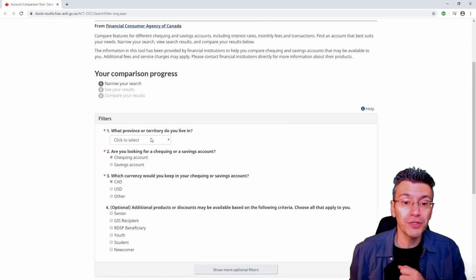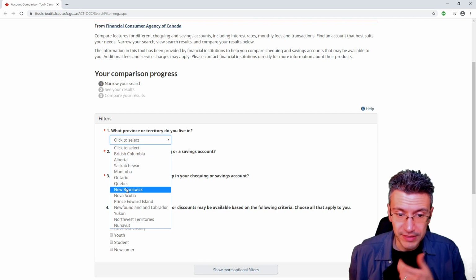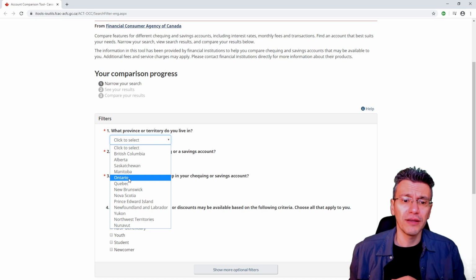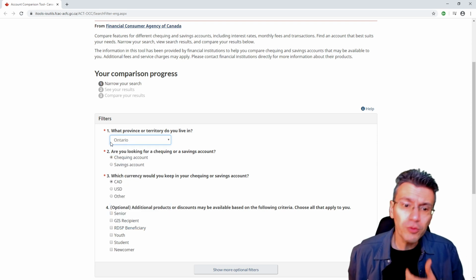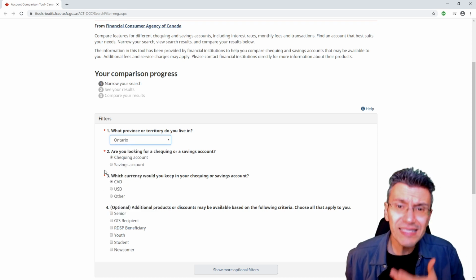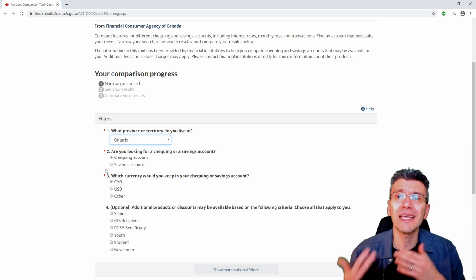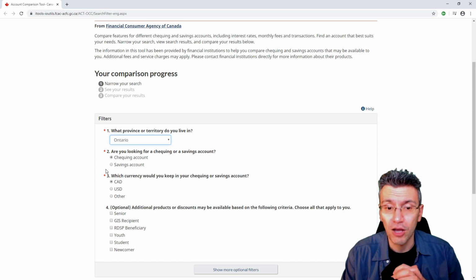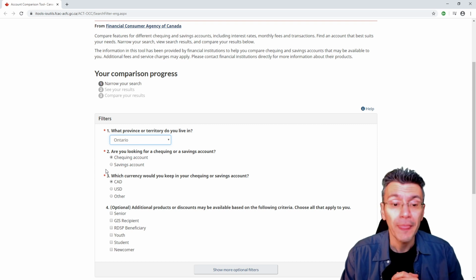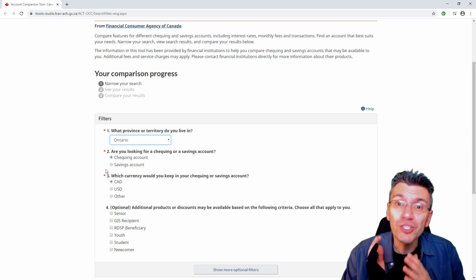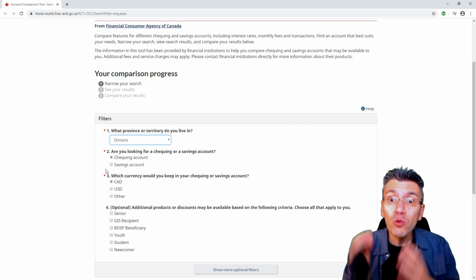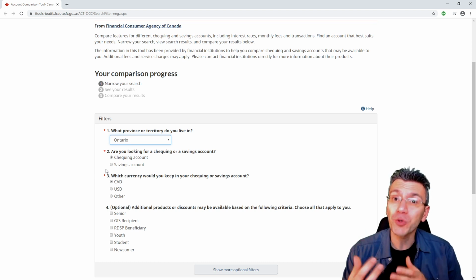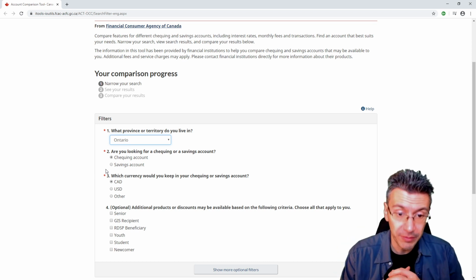Right, so what you want to do here is select your province. Now, I'm currently located in Montreal, so that would be Quebec. But let's say you're located in Ontario. You would select Ontario, and this allows you to basically compare checking accounts and savings accounts across many different options available to you in Canada. Not every single checking and or savings account out there will be featured here, unfortunately. However, a large majority of them will typically be featured.